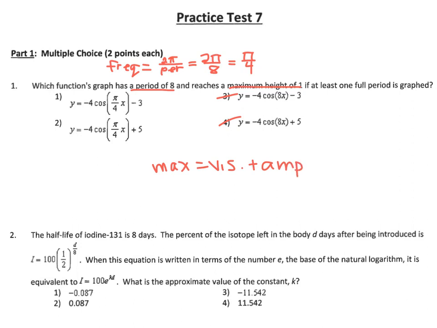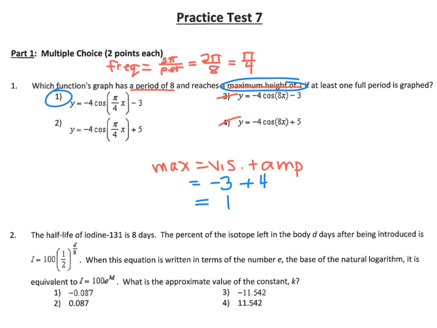So in choice 1, your vertical shift is -3, and then plus the amplitude. Well, even though this is a negative in front of the function, the amplitude is just 4. Amplitude has to be a positive number, so the amplitude is 4. So -3 plus 4 is +1, so actually that fits this. So choice 1 is the answer.